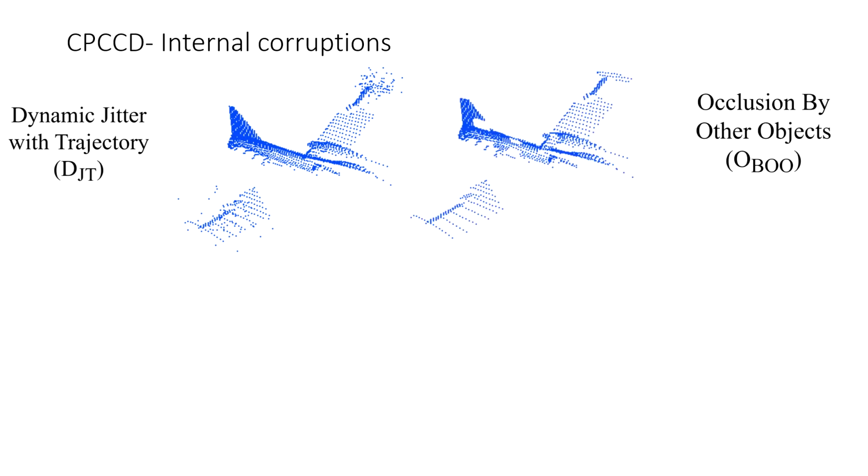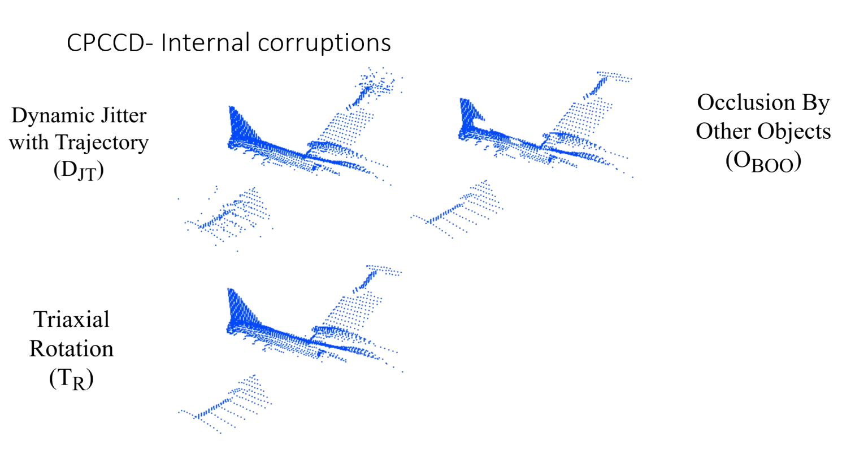Here are some examples of internal corruptions, which disrupt or displace the points in the object scan. Dynamic jitter with trajectory represents displacement of some of the points in the object because of sensor movement. Collision by other objects is obvious from its name. There's triaxial rotation, which rotates the axes of the object, X, Y, and Z, with random angles between 0 and 10, which corresponds to errors due to sensor movement again. And then there is isometric scaling, which, last but not least, represents the scale variation of real-world objects.